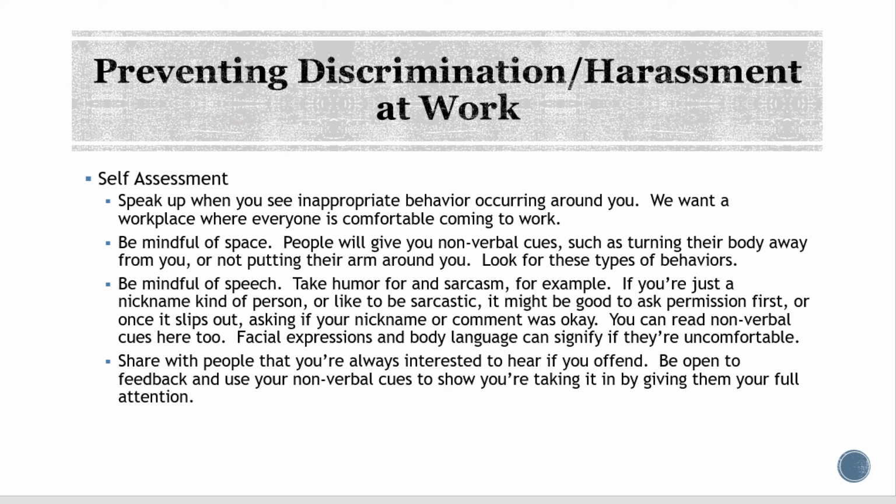Be mindful of space. People will give you nonverbal cues, such as turning their body away from you or not putting their arm around you. Look for these types of behaviors.